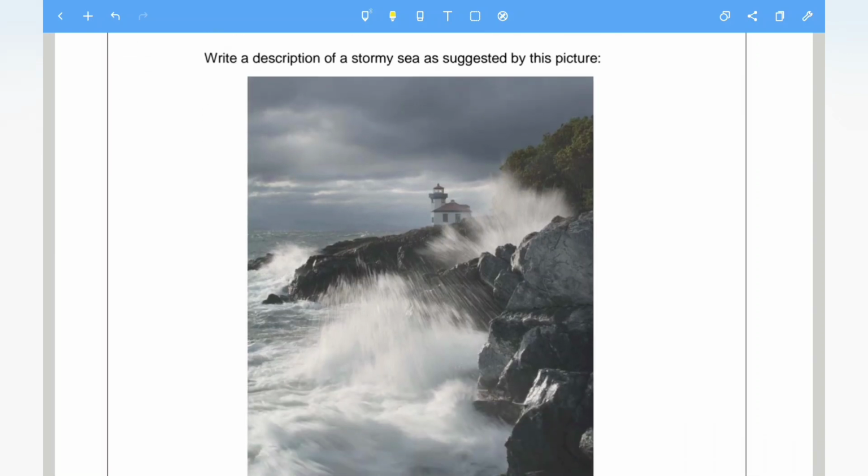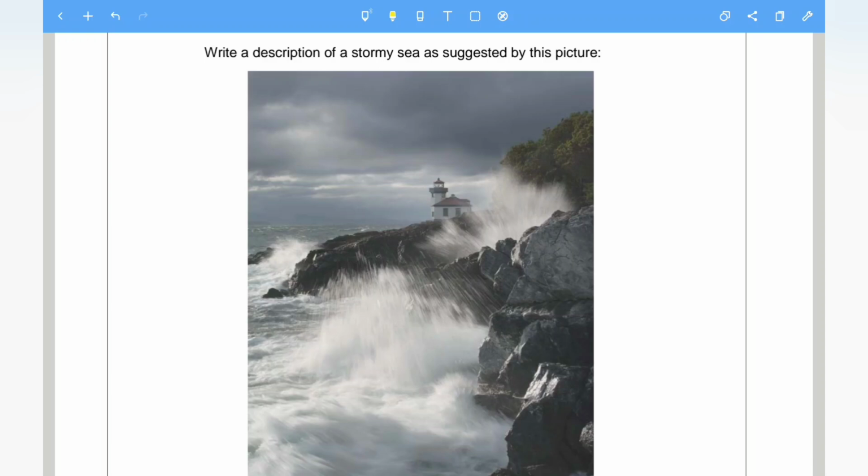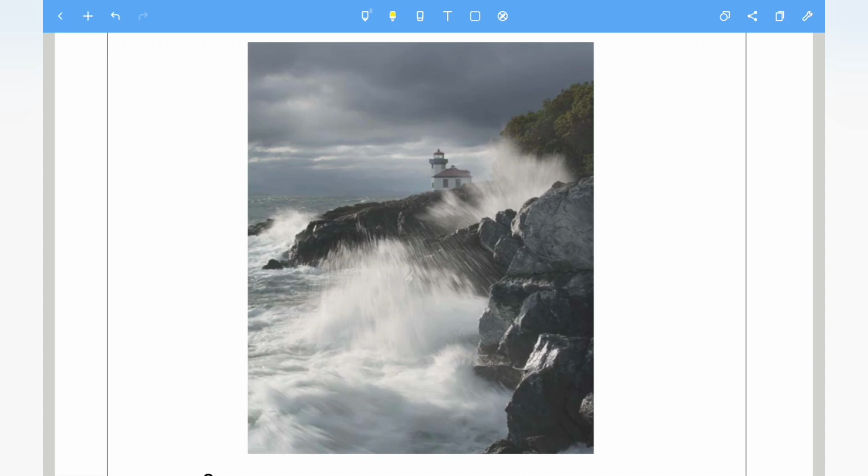Now, you always have two options, the first one being a description. As you can see, we have a picture of a stormy sea, and you have to quite simply write a description of that. If you look at the image, one way I always recommend my students to plan is to use their five senses. So straight away, think about your five senses.